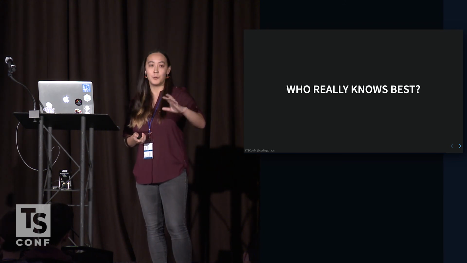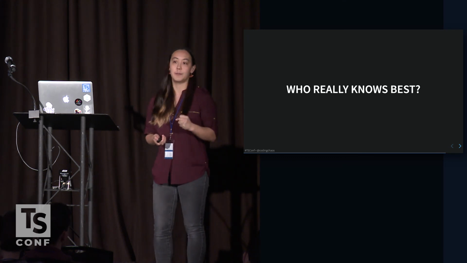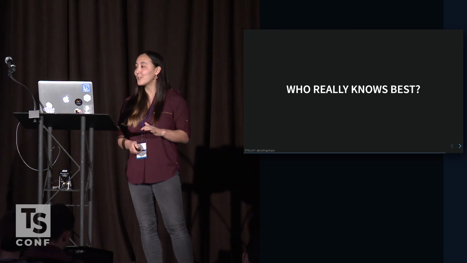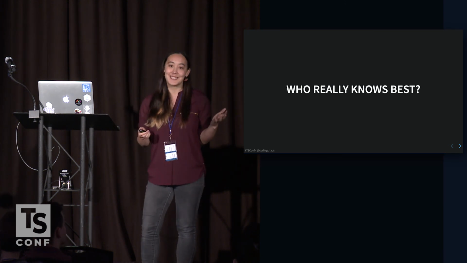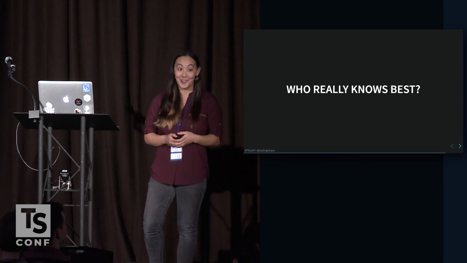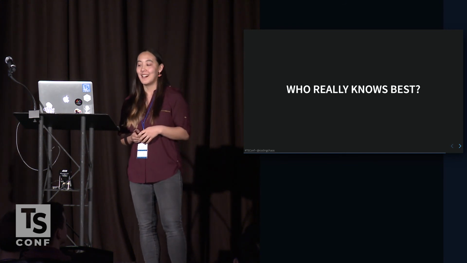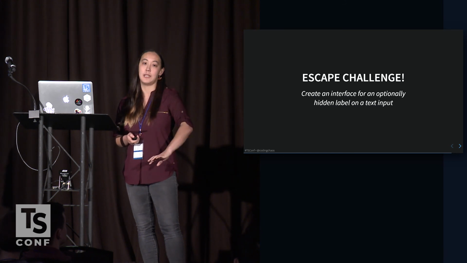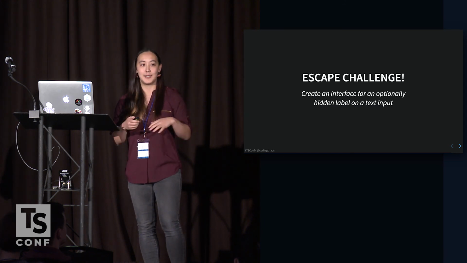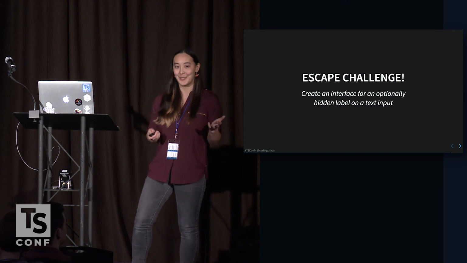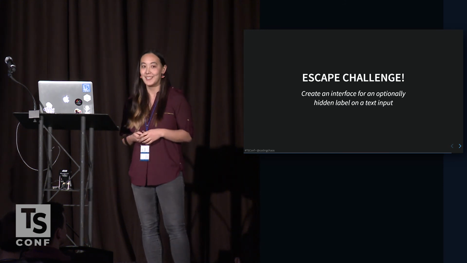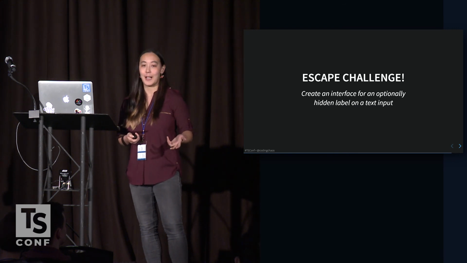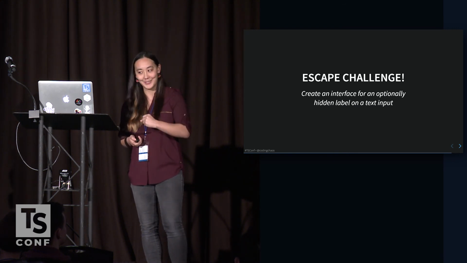So you want to reserve control of that implementation when you do something like a hidden label, which I'm now going to get to because this is an escape room talk. So now it's your job to escape. And the challenge is to create an interface for an optionally hidden label. So it could be visible, it could be hidden on a text input. And this is one of the wonderful accessibility things that so many people ignore that messes a lot of people up because there's no real way to get around a missing label. So we need to solve this.